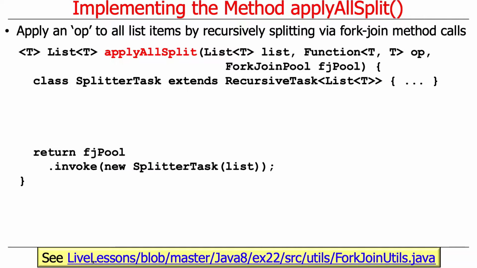So once again, the purpose of this method is identical to before. It's going to apply some kind of op function to every element in a list using the fork join pool that's passed in as a parameter. Except this time it's going to do it by recursively splitting things up.